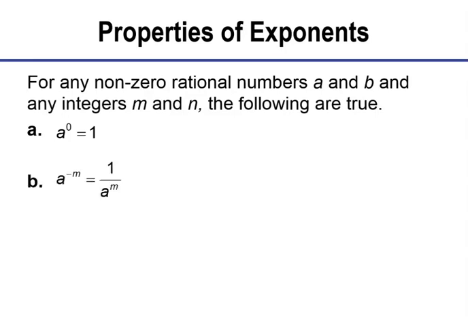What about A to the negative M? Now this is the first we have seen of this. So anytime you see a negative exponent, look what happens. That belongs in the other side of the fraction bar.